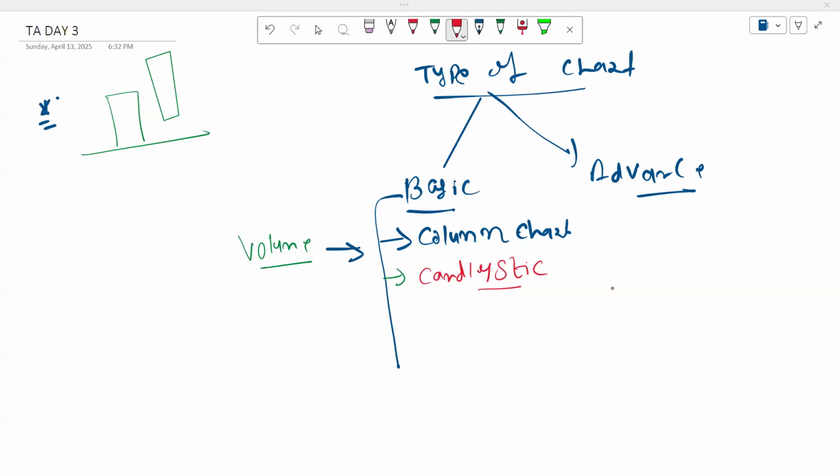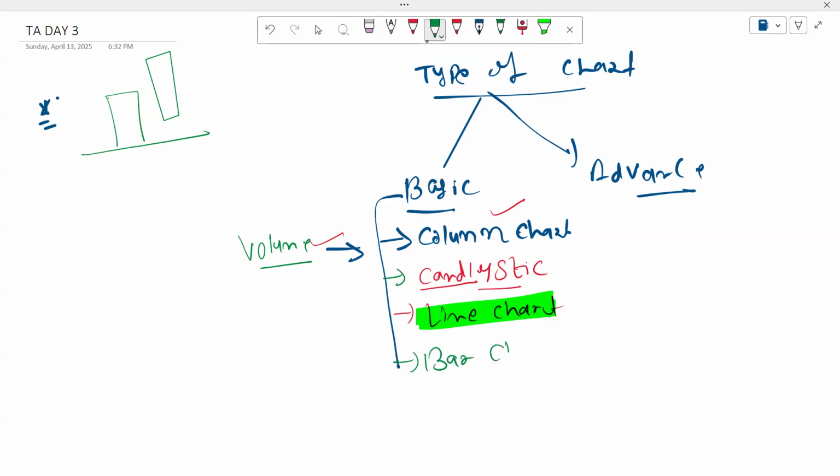Okay, great. So first is the column chart. For the volume we use the column chart. I told you about the Japanese candlestick chart, and the third chart is a line chart that we are going to discuss today. Okay, in this class we are going to discuss the line chart. And fourth is the bar chart.